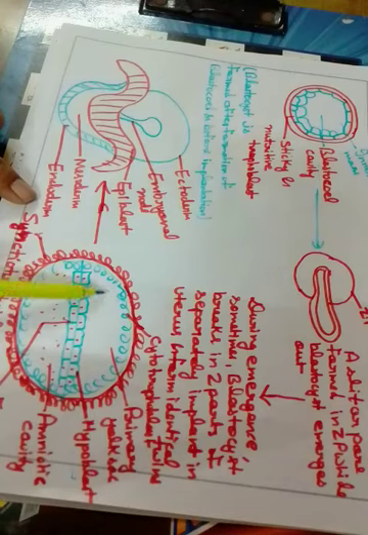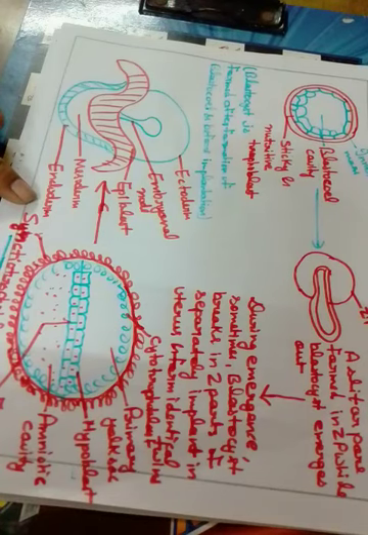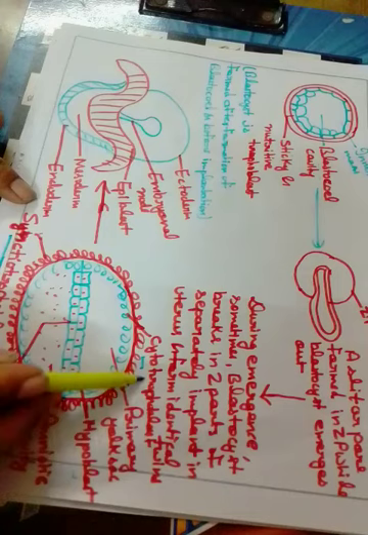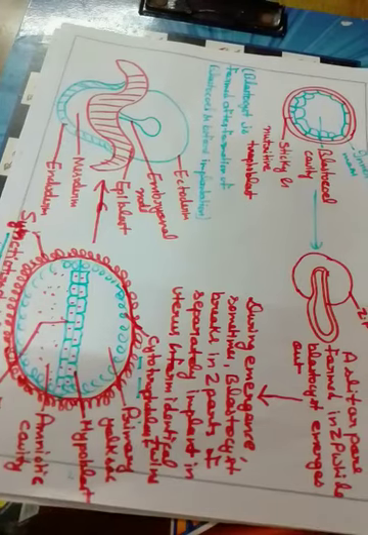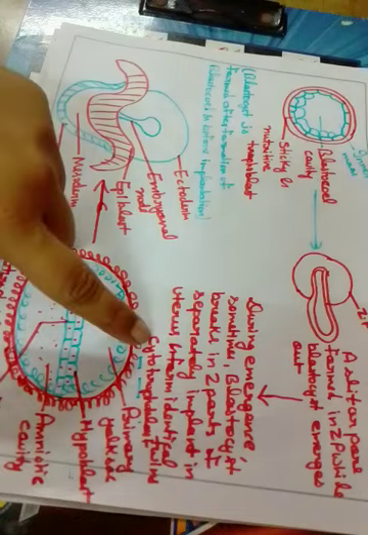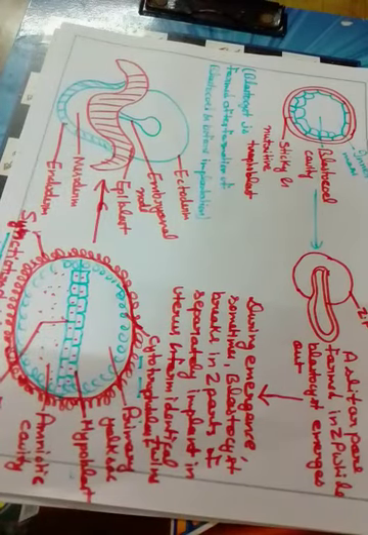Inner layer is cytotrophoblast. They are divided into syncytiotrophoblast and cytotrophoblast. Understood that? Now they are very important cleavages. They are divided into two parts, cytotrophoblast and syncytiotrophoblast.